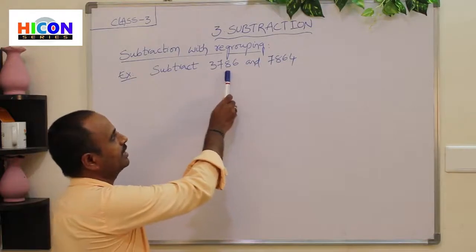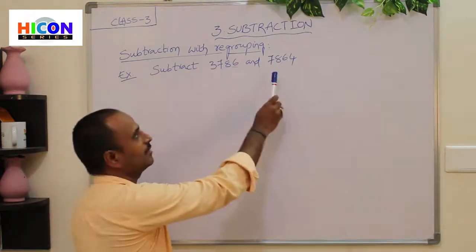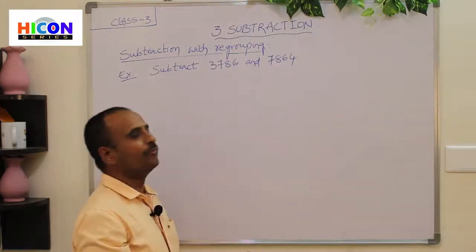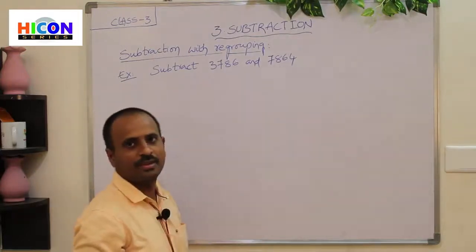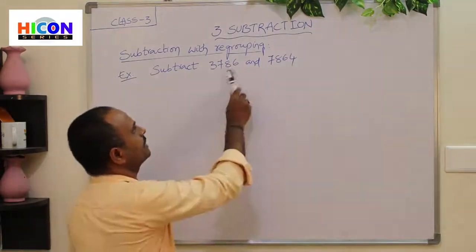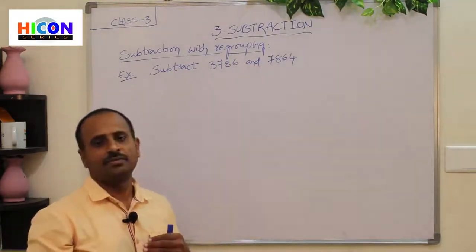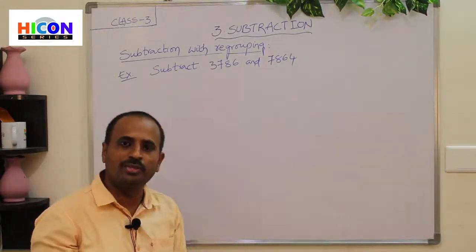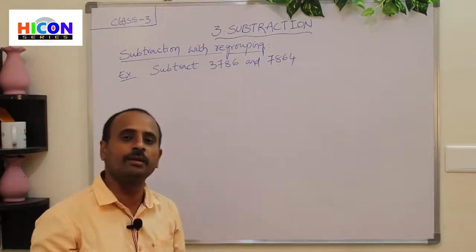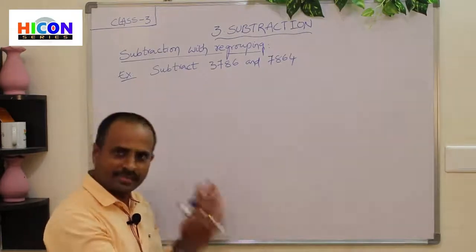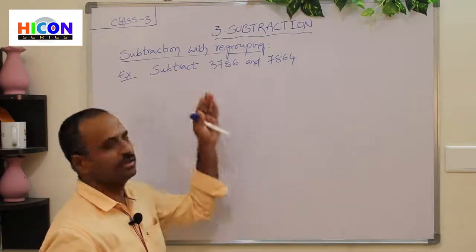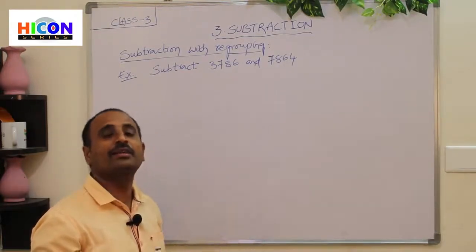Subtract 3786 and 7864. So these are the two numbers they have given. Now we have to subtract these two numbers. Before subtracting, we have to arrange these two numbers one below the other. While arranging them, we have to arrange the digits of the two numbers at their corresponding places. So now write the two numbers one below the other at their corresponding places.